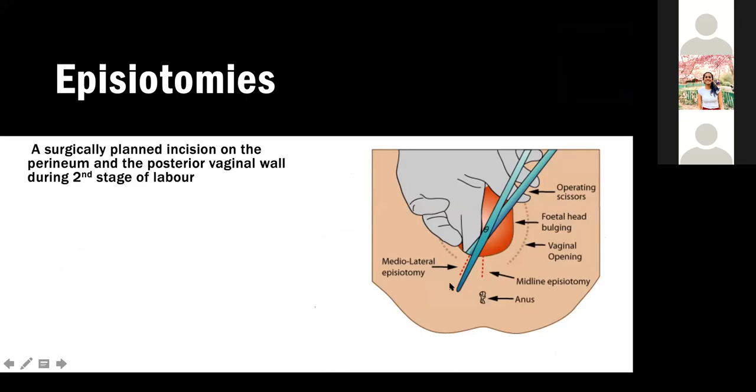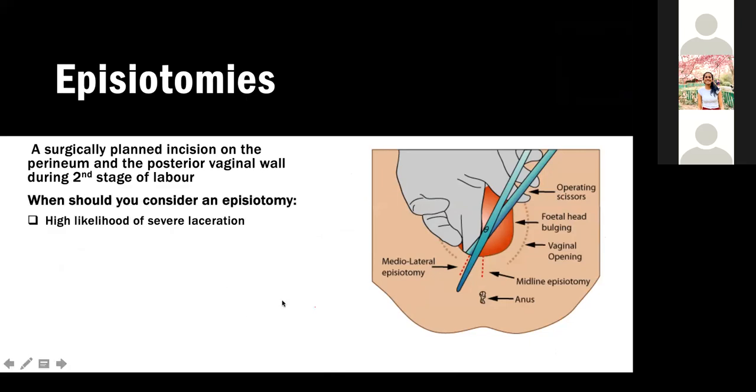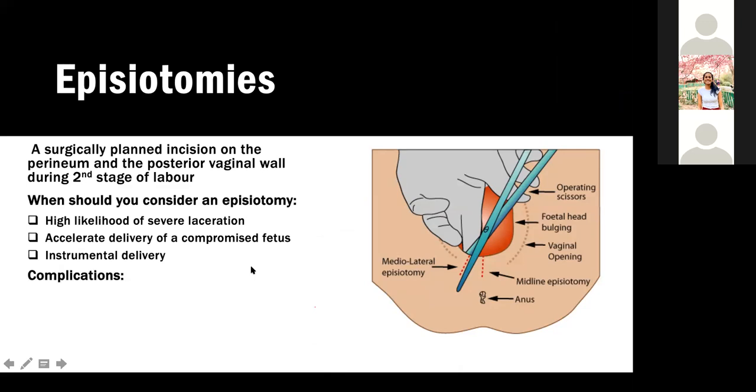So it's a surgically planned incision on the perineum and the posterior vaginal wall during the second stage of labor. When would they consider an episiotomy? If there's a high likelihood of severe laceration, it's just creating a bit more space in anticipation. If you don't create that space, you're more likely to get more severe trauma. And if you've got a compromised fetus and you want to accelerate delivery, or if you're doing an instrumental delivery, then you might consider an episiotomy.